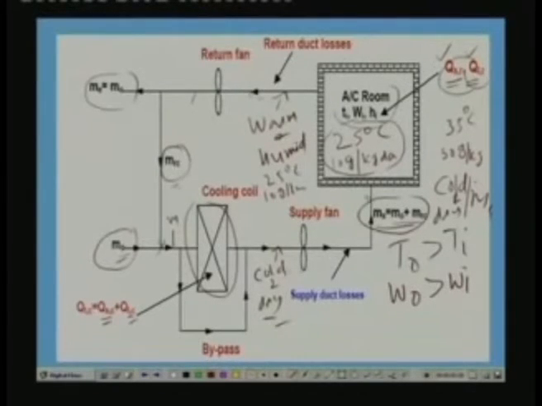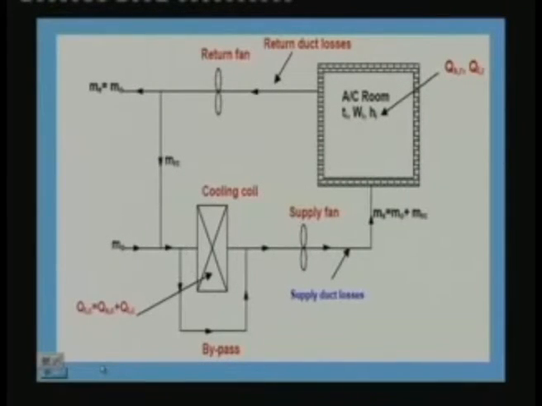The cycle continues. Okay, so ultimately you see that at the building you have latent and sensible heat transfers to the conditioned space, and the air is picking up these heats and it is rejecting that heat to the cooling coil. This cooling coil could be the evaporator of a refrigerant system. So the refrigerant evaporates, and ultimately this heat is rejected to the ambient at the condenser. Okay, so this is a typical summer air conditioning system.